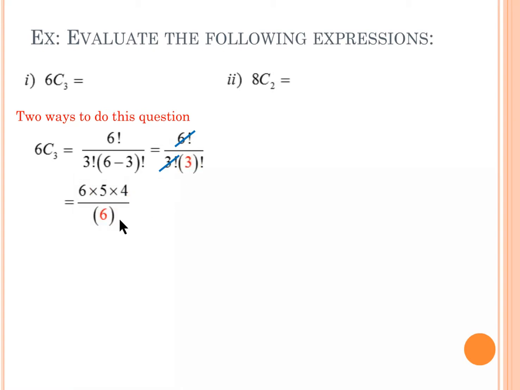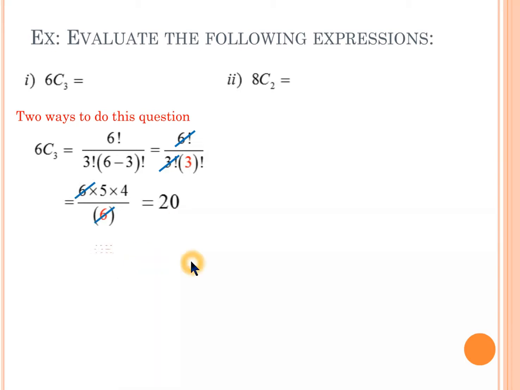This red 3 represents that 6, and the 6 factorial on the top, if you go like 6 times 5 times 4 times 3 factorial, the 3 factorial here will factor out with this bottom 3 factorial, and you end up with this expression right here. The 6's and the 6's will factor out, and you just get 20.